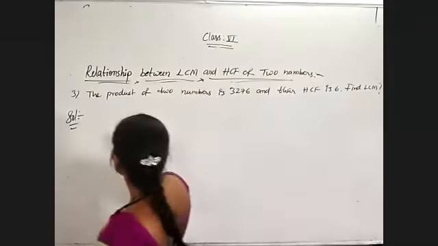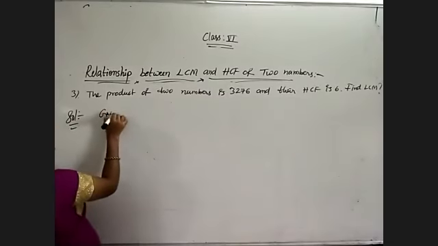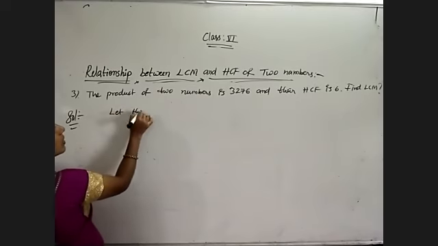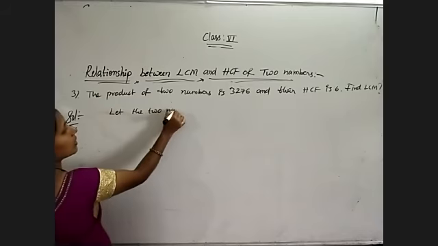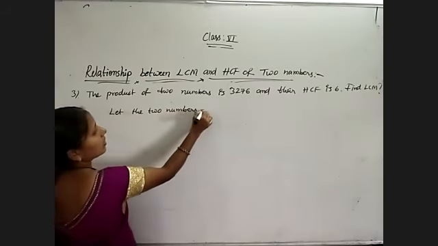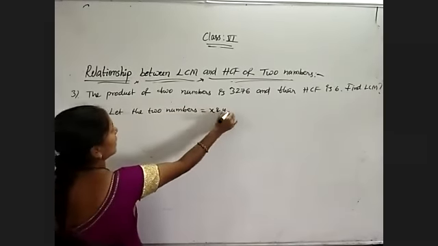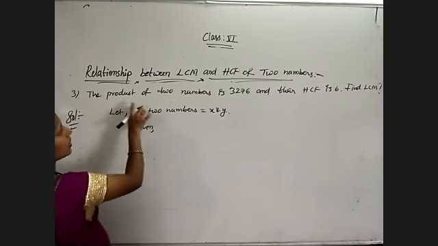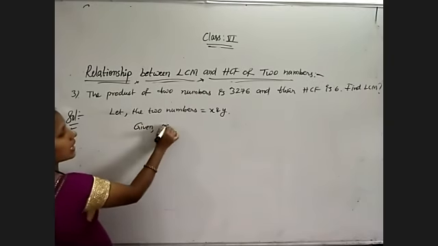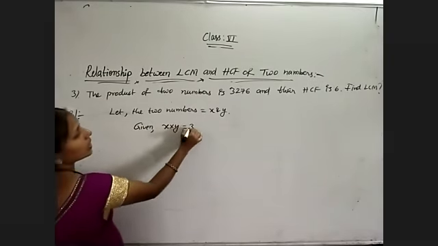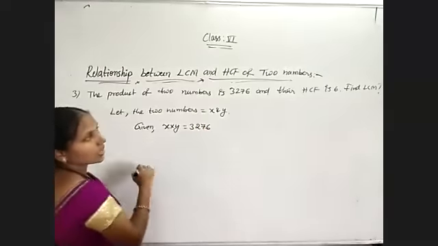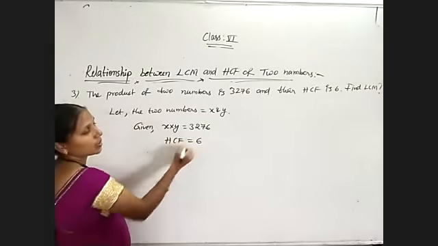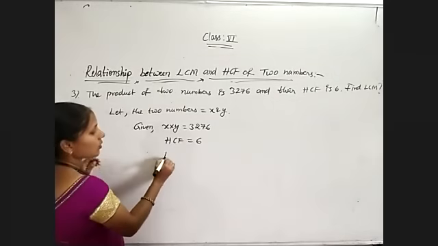So for this, what is given? Write down. Given. So let the two numbers be X and Y. Given, product of those two numbers, that is X into Y is equal to 3,276. HCF is 6. HCF of those two numbers is equal to 6. Asking to find out LCM.